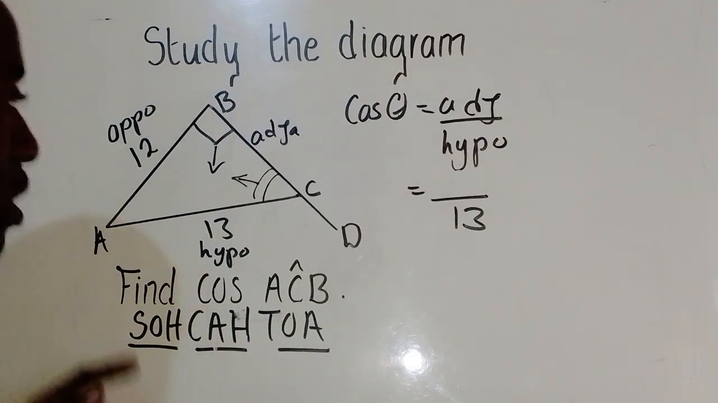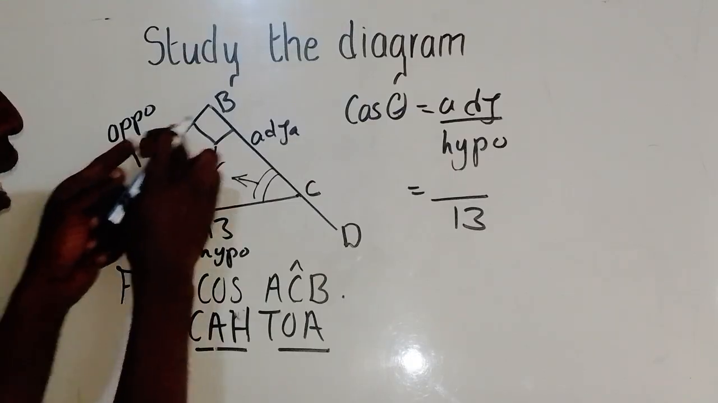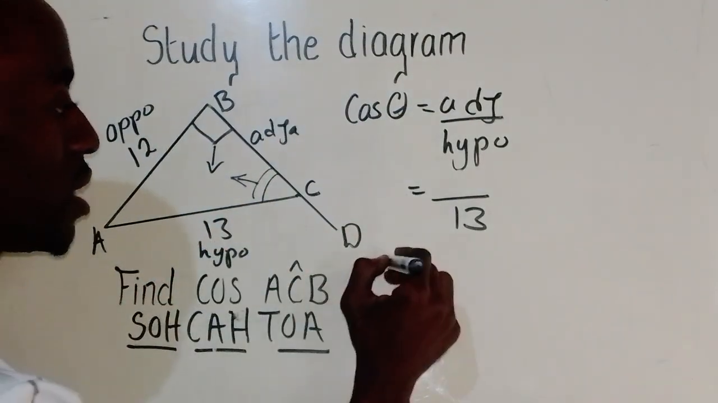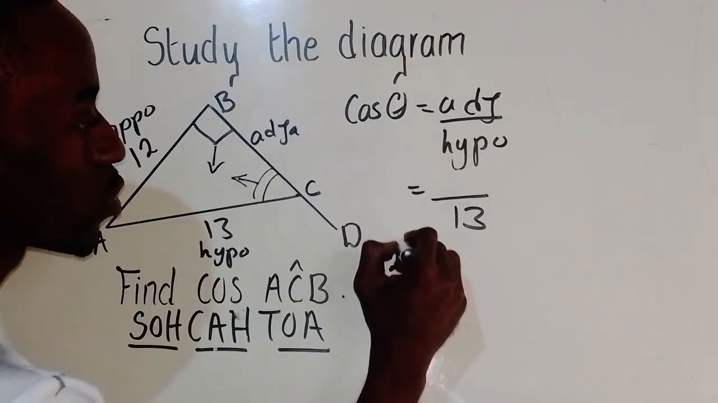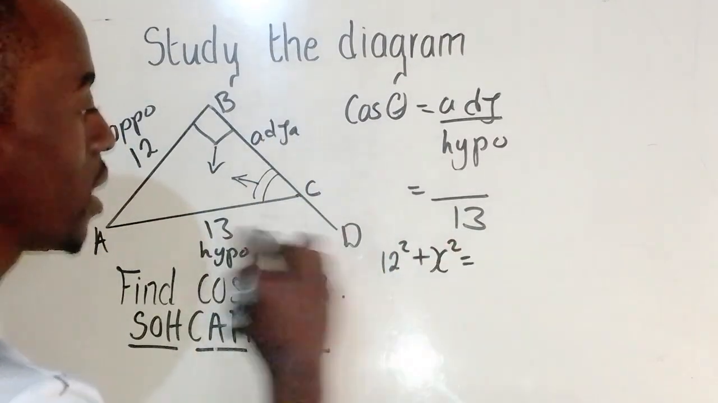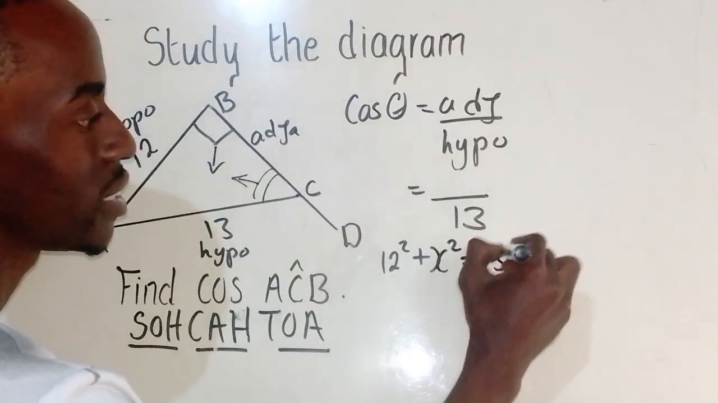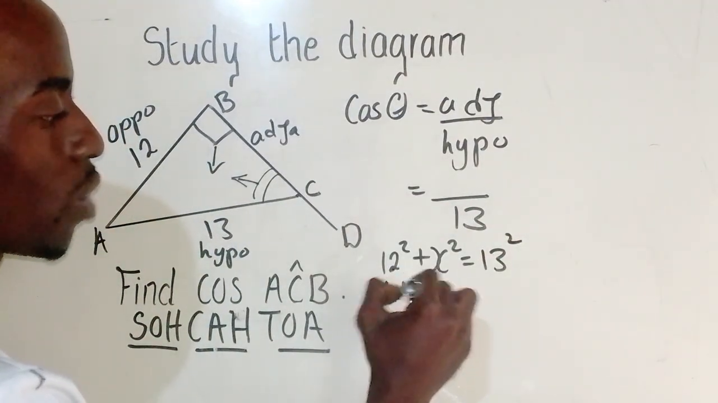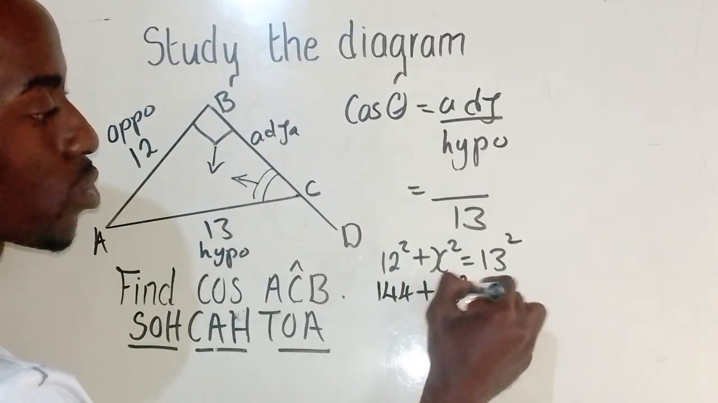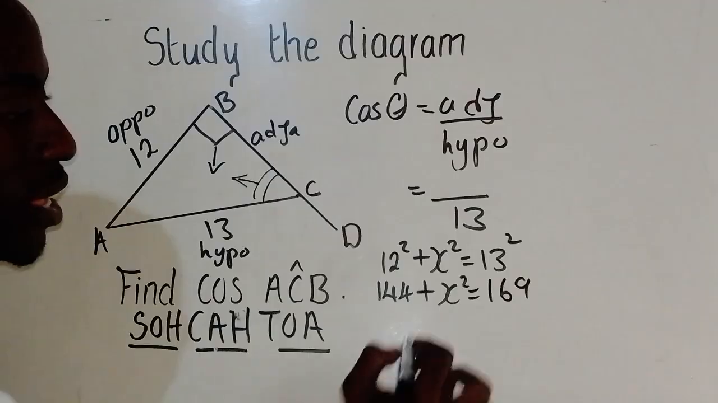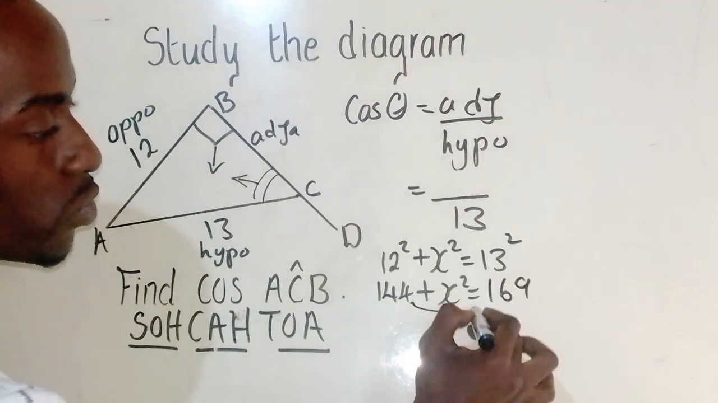Now, to use Pythagoras, you're supposed to square this one and this one, equal to the square of this. So meaning it will be 12 square plus, we don't know, we can put x square, equal to the hypotenuse, which is 13 square. So 12 square is going to give me 144, and 13 square is going to give me 169. So this 144 will come there.